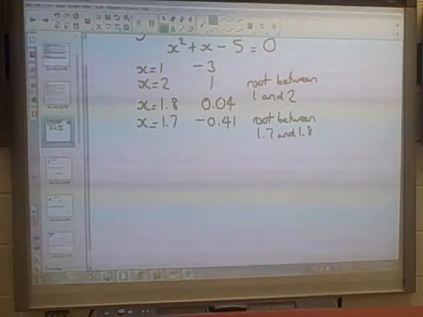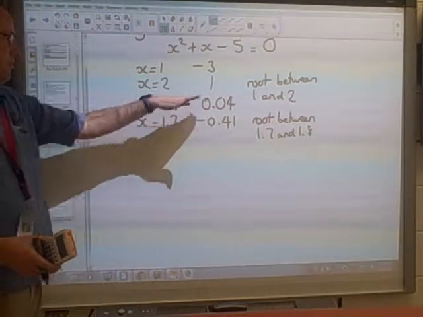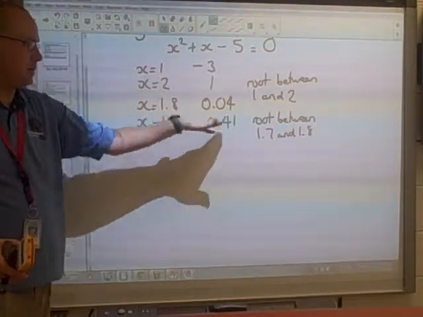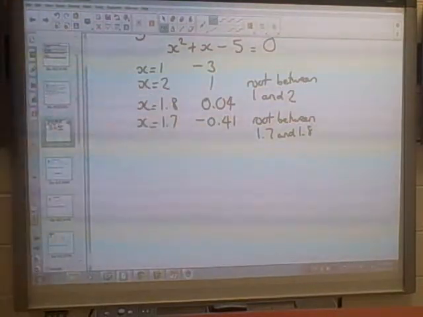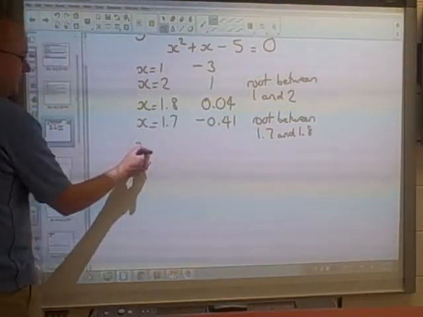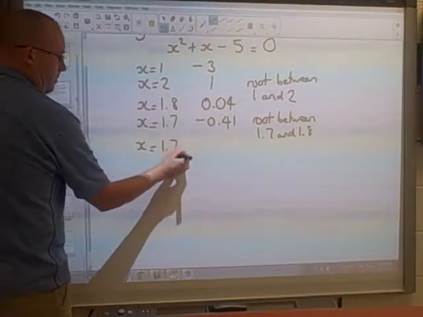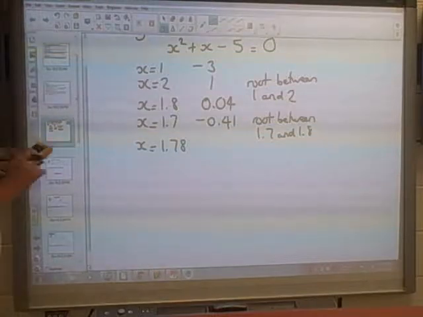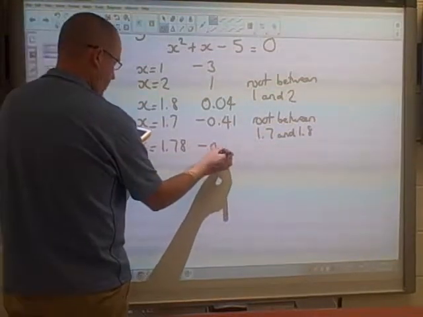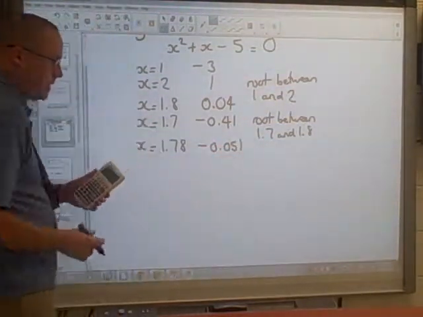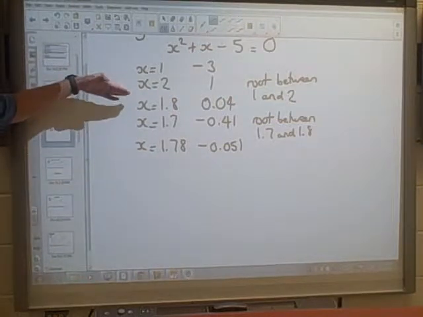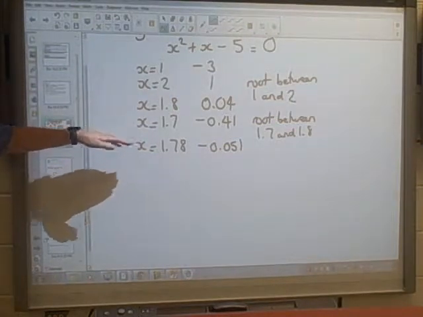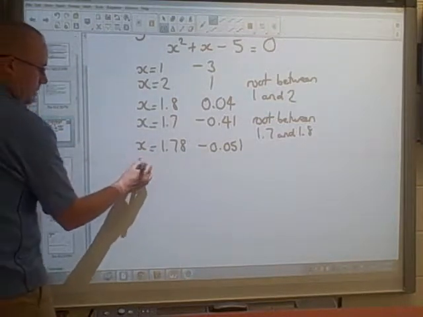Now I've got to go to 2 decimal places. Once again, I notice this answer for 1.8 is much closer to 0 than this one. So I want my next guess to be closer to 1.8 as well. So I'm going to go for 1.78, just to see what that actually gives me. And it's another negative. So I could now say it's between 1.8 and 1.78. So I'm narrowing this down all the time as I go along.